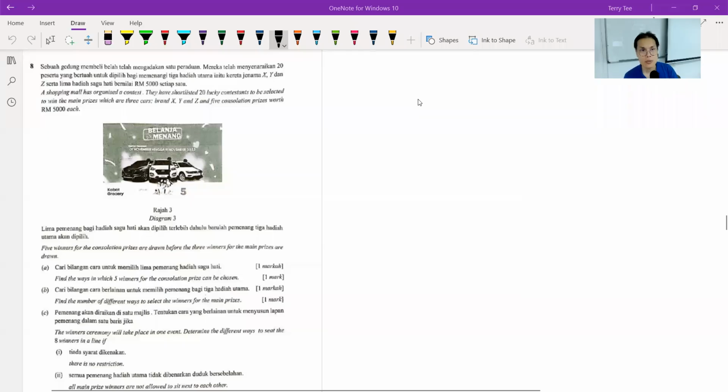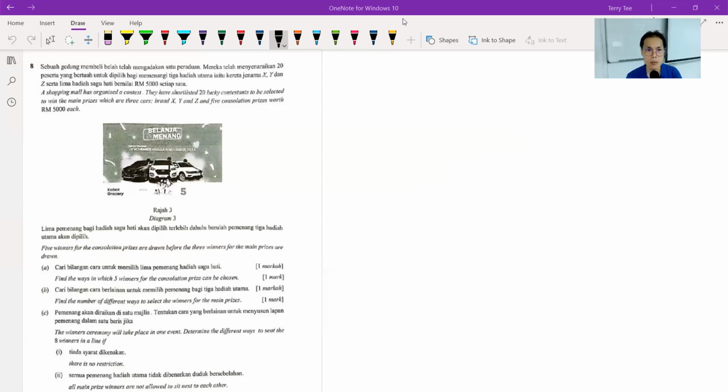Okay, question number 8. Here we have a shopping mall that organized a contest. This is a permutation and combination question. They have shortlisted 20 lucky contestants to be selected to win a main prize, which are 3 cars, brand X, Y, and Z, and 5 consolation prizes worth 5,000 ringgit each. The 5 winners for consolation prizes are drawn before the 3 winners for the main prizes are drawn. So find the number of ways in which the 5 winners for the consolation prizes can be chosen.